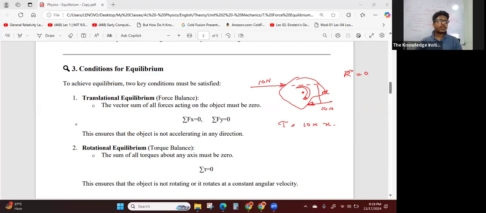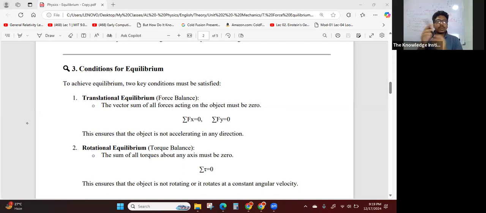The moment of force, we know, is referred to as torque. To achieve rotational equilibrium, the moment of force must be zero. So if our object is in equilibrium, its resultant must be zero, and the torque in the counterclockwise or anticlockwise direction must be zero. Those are the two conditions for equilibrium. So you can write this down.